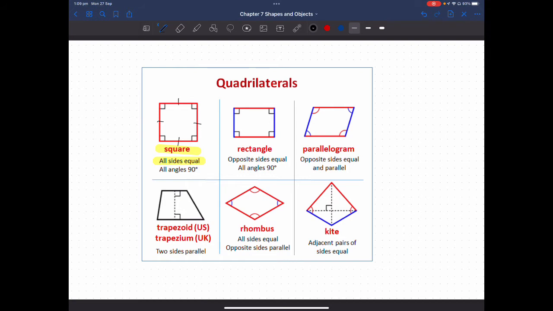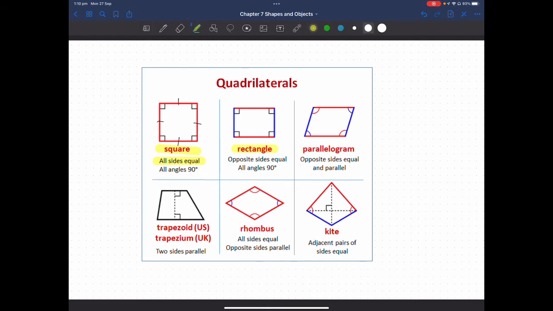Also, each of the angles formed by two sides are 90 degrees. They are right angles. So on my square, there are 4 angles of 90 degrees. Next, we're going to consider the rectangle.